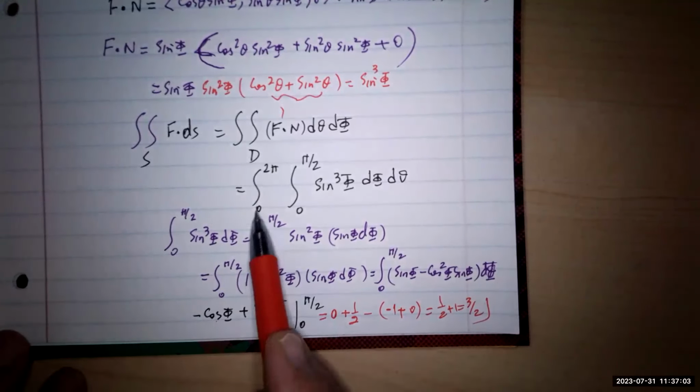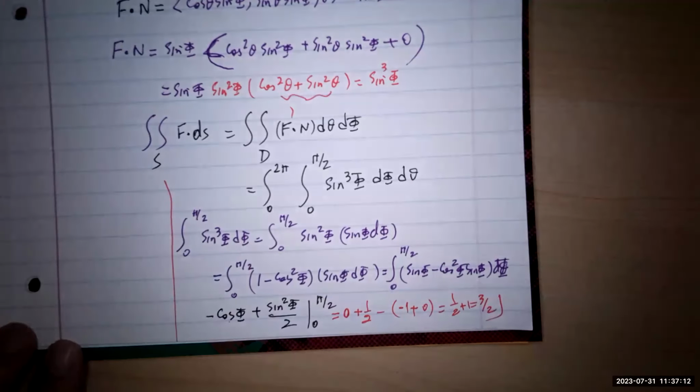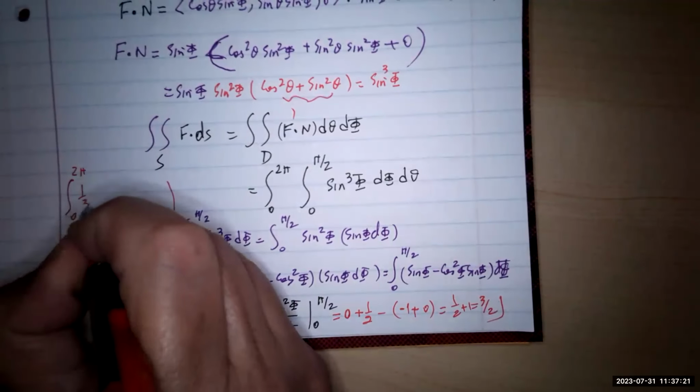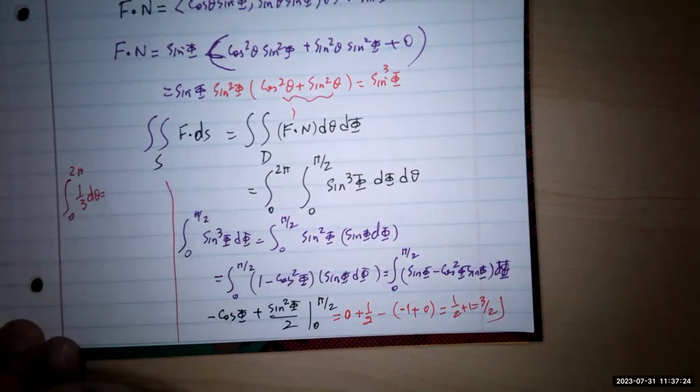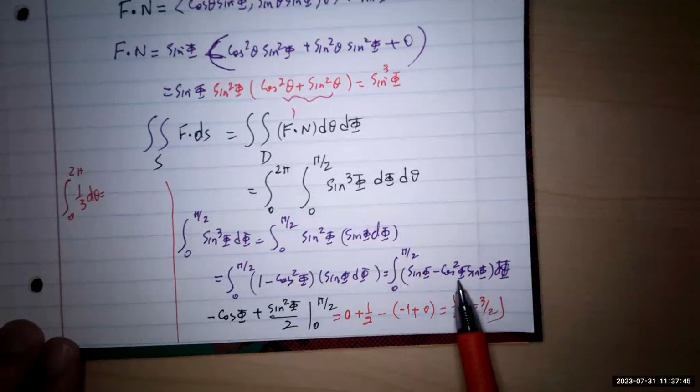Okay, but remember, you're not done. You have to come back and integrate from 0 to 2 pi to get the final answer. Okay, I'm just doing over here. So eventually you get the 0 to 2 pi, 1/3 of the d theta. Sorry, I made a mistake here. No, that's a 3. So that was negative 1 plus, did I miss anything? Yes, that's a cosine squared.